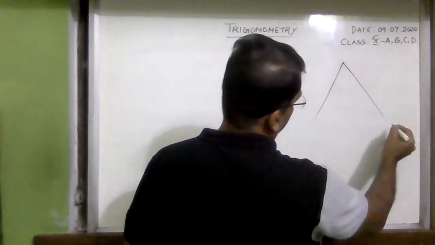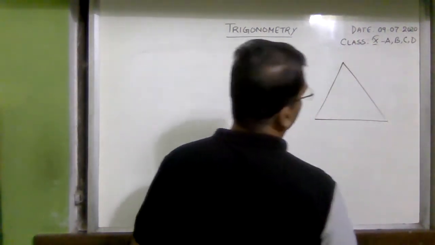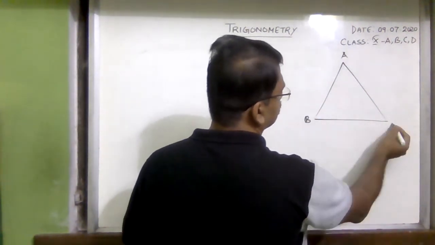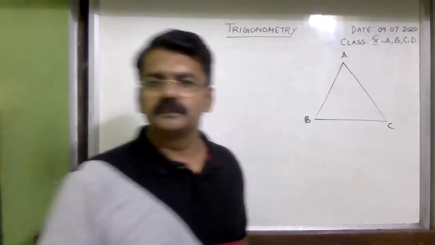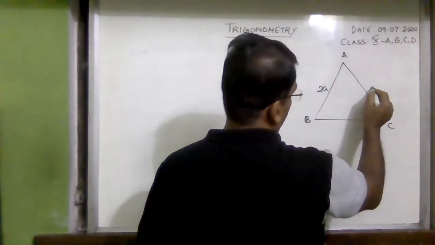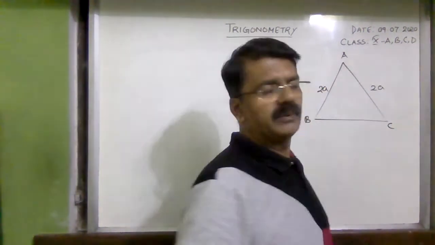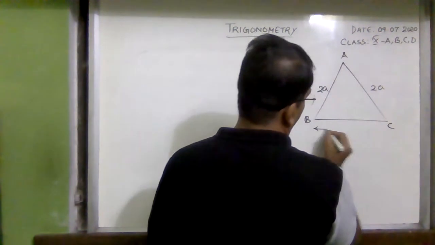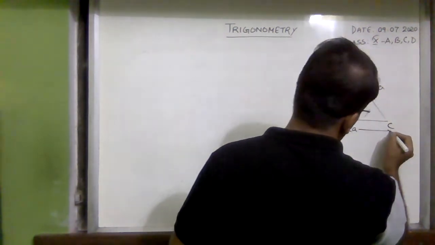This is an equilateral triangle, say ABC, and we assume that each side of the triangle is of length 2a. Why 2a? Why not a? Because it makes our calculation easy. You will see 2a. I have taken all the sides as 2a.